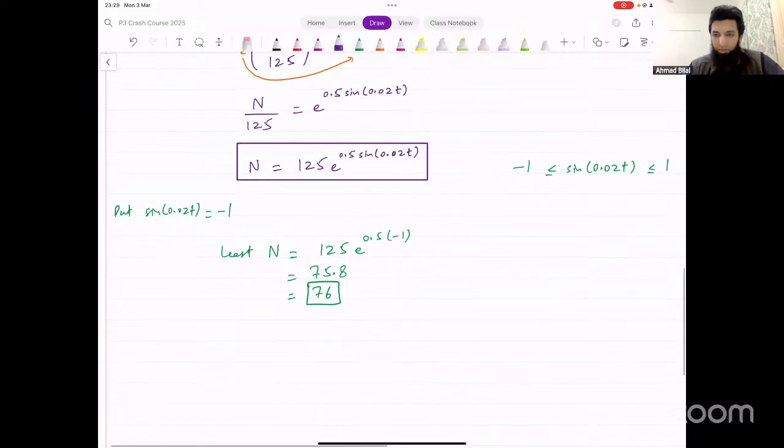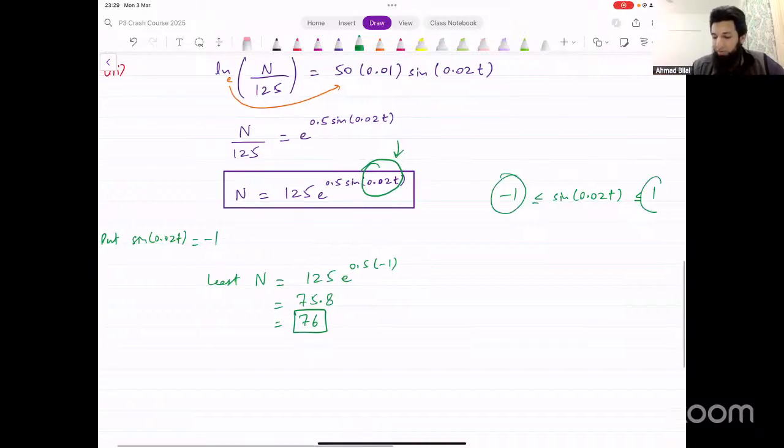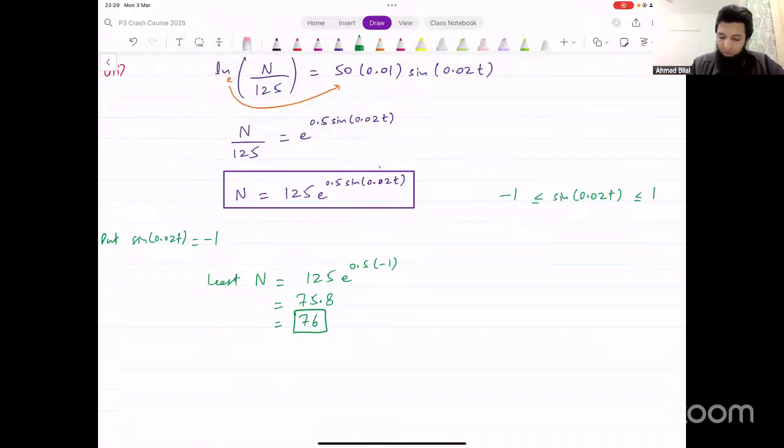Okay, so Ibrahim is asking whether 0.02 inside sine would change the minimum and maximum values. Remember trigonometry? Yes, this is a horizontal transformation. 0.02 multiplying here only changes the period of the graph, right? That only changes the period of the graph.